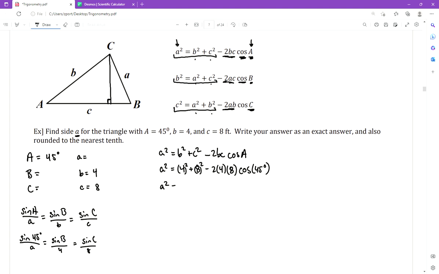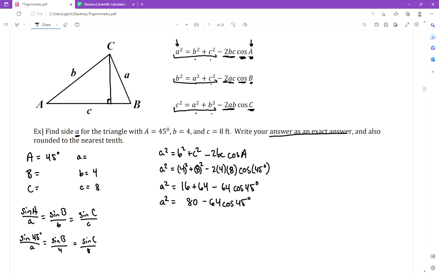We've got a squared equals 16 plus 64 minus 2 times 4 is 8 times 8 is also 64, and then cosine of 45 degrees. And then so cosine of 45 degrees we can do without a calculator. We can do the unit circle, so that's the exact value part. But let's simplify the rest of this before we do that. So 16 plus 64 is 80, and then minus 64 cosine of 45, like that.